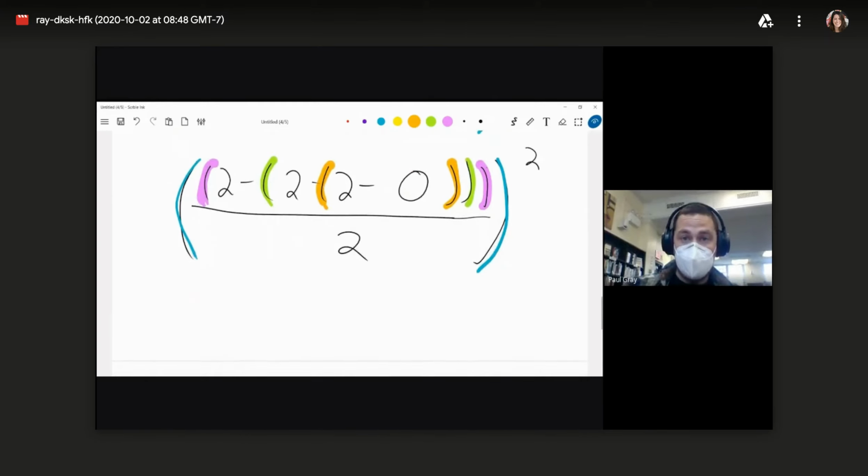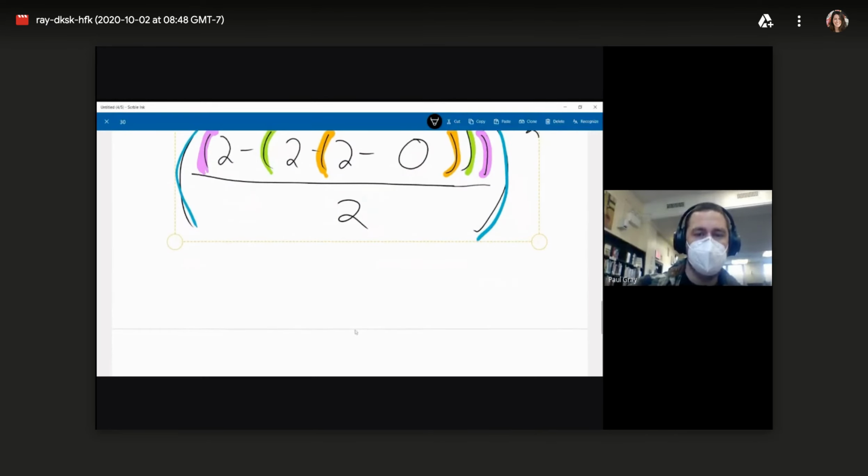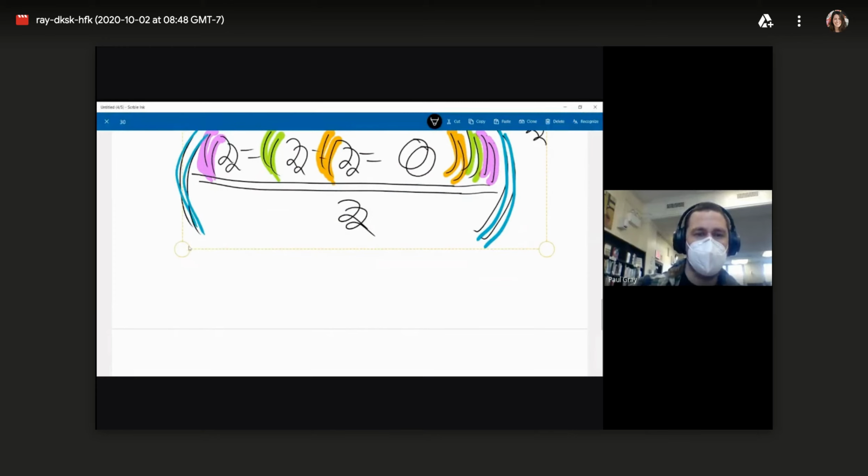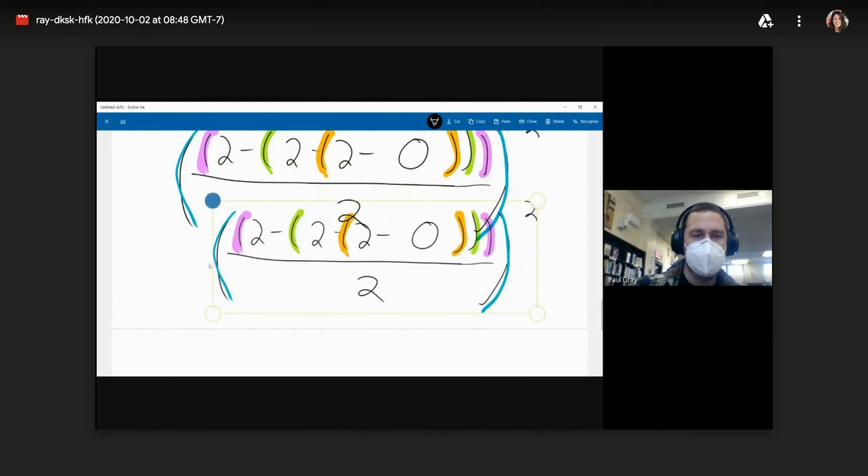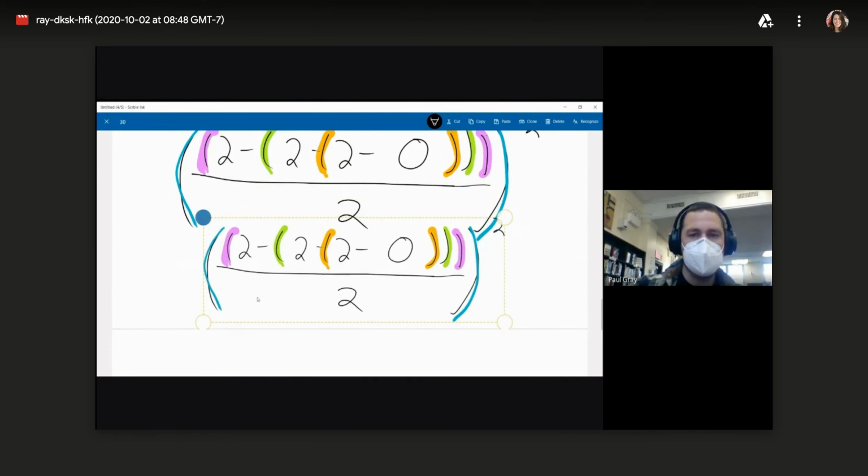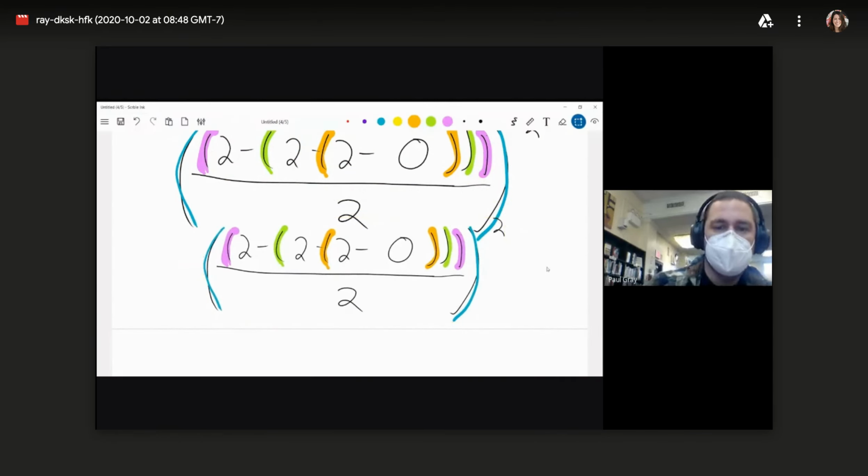And now we keep going. So now, which parentheses are we going to be working inside? We're going to be working inside the orange parentheses, because the orange parentheses are the innermost parentheses. So we do 2 minus 0. And 2 minus 0 is just the value 2. So our next step, hold on, we fold it smaller so we can see it. Right? So our 2 minus 0 becomes 2. 2 minus 0 is 2. And the orange parentheses resolve themselves.